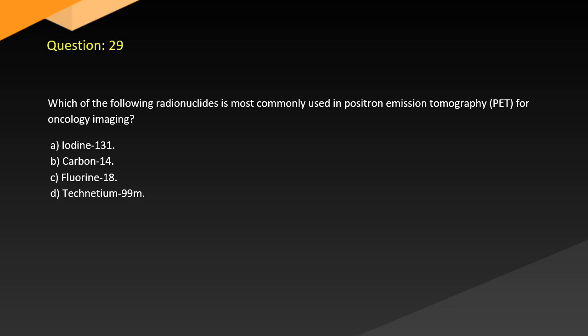Question 29. Which of the following radionuclides is most commonly used in positron emission tomography (PET) for oncology imaging? A. Iodine-131, B. Carbon-14, C. Fluorine-18, D. Technetium-99m.